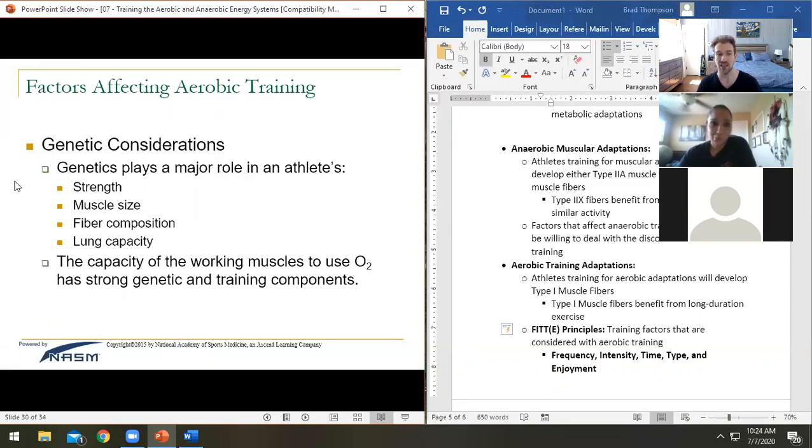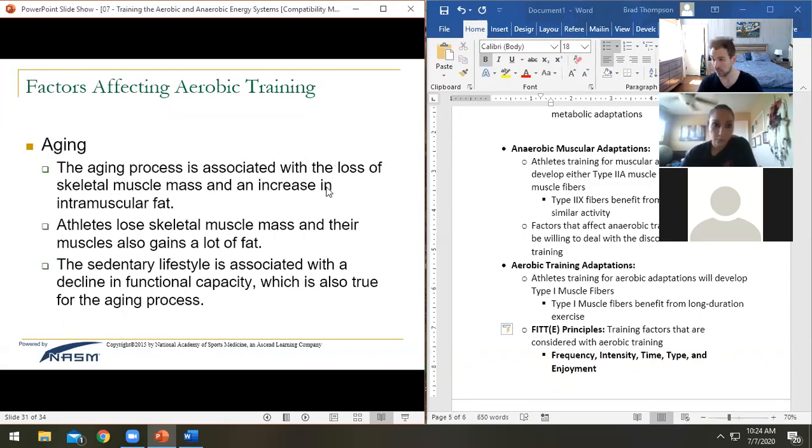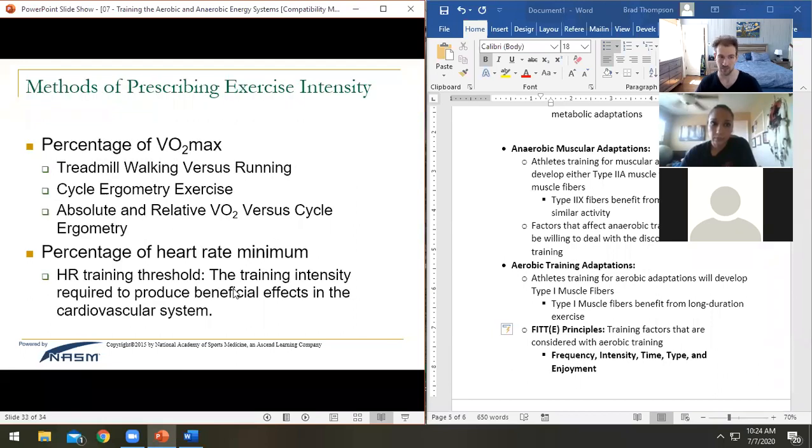So in the end, there are factors that are going to affect your aerobics, right? Your genetics will play a major factor, like we've already talked about. The capacity to use oxygen is going to be a factor. Aging is going to be a factor. As we get older, we see a loss of skeletal muscle mass, but we see an increase in our fat metabolism, and we see an increase in our type 1 muscle fibers. And remember, type 1 muscle fibers, low intensity. Low intensity means long duration, which means most of your energy is coming from fat. So your body actually gets better at metabolizing fat as you get older. And that's something we're going to see there.